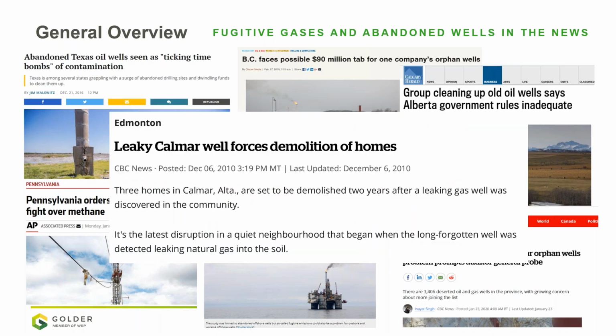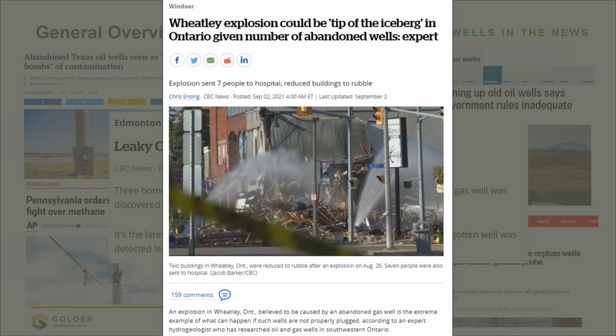A couple examples: in the town of Kalmar, Alberta, there was an old well leaking methane gas in a residential area, and for that site to be safely managed, the nearest houses had to be purchased and then demolished. And then tragically earlier this year, there was an explosion in Wheatley, Ontario. It destroyed 2 buildings, injured 20 people, sent 7 people to the hospital, and displaced about 100 people. Luckily, there were no fatalities, but clearly this can be a pretty serious issue.